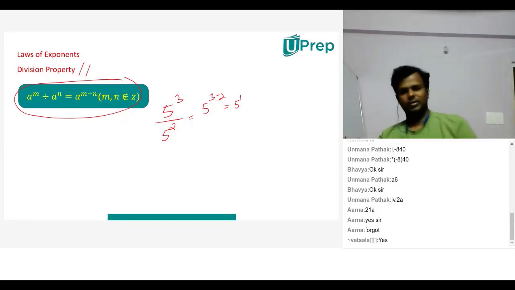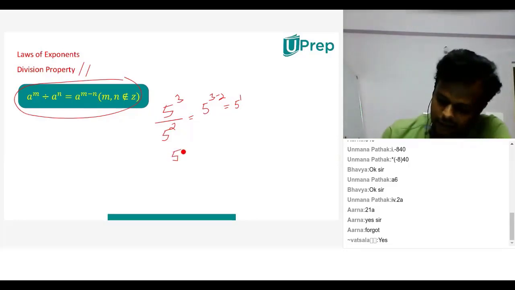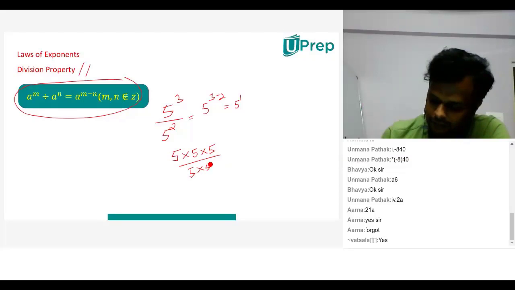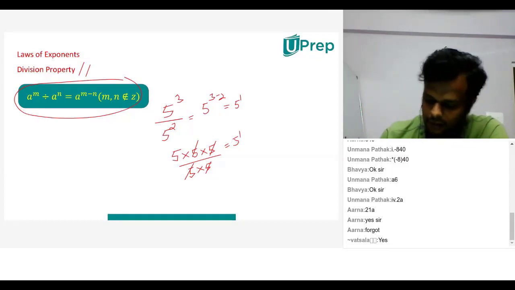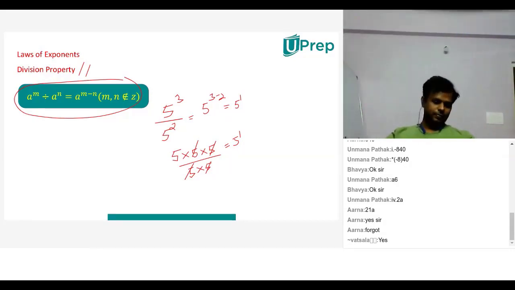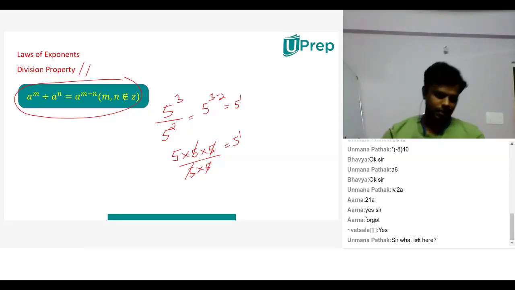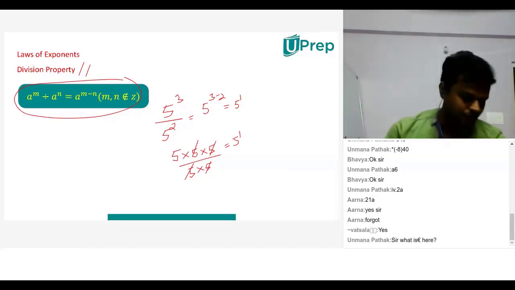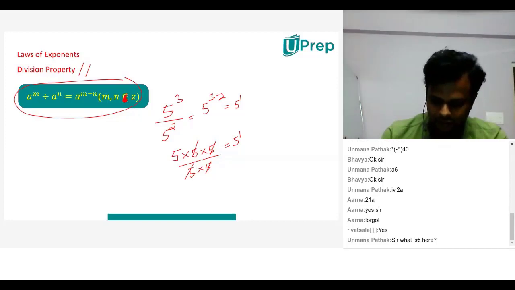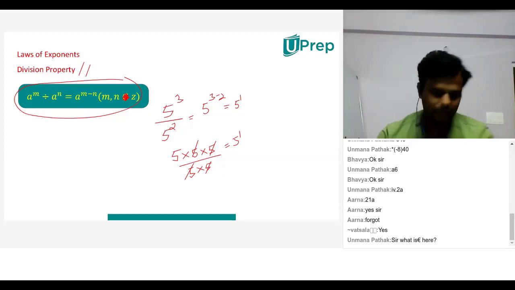But if I have to explain you in a simpler manner, I'll tell you. Now 5 power 3 is nothing but 5 into 5 into 5. Now what about 5 square? It is 5 into 5. Now what happens here is I cancel 5 and 5 in the numerator and the denominator. So what is remaining, children, with me? Yes, 5 to the power 1. Just 5 power 1. Unmana, don't worry about this as of now. I'll talk about this sometime later.